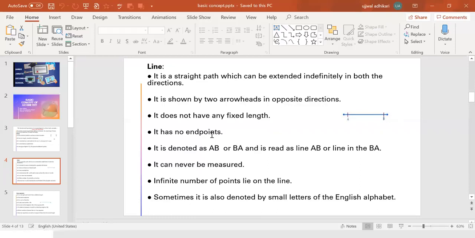At here you must declare that a line has no end points.